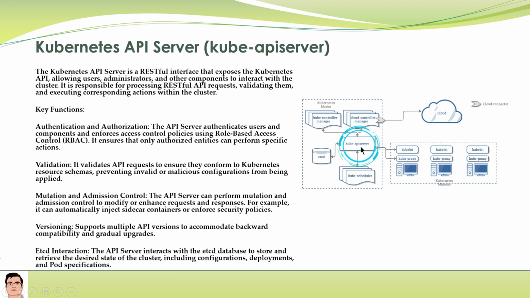Accordingly, Kube API server is connected with all the components, and it passes the information. If an update request is received, then it will update etcd, and if a new resource is created, it will be registered into etcd. So the Kube API server is responsible for interacting with etcd.